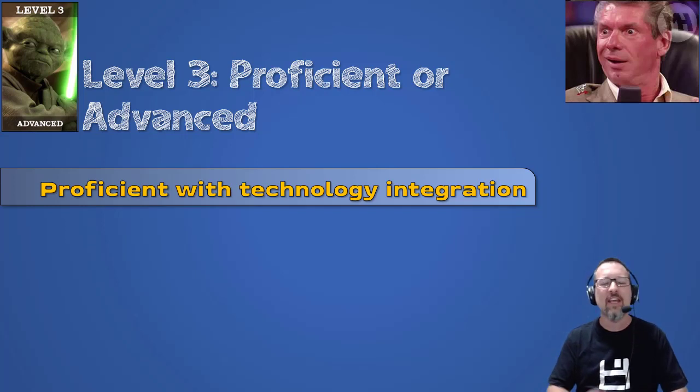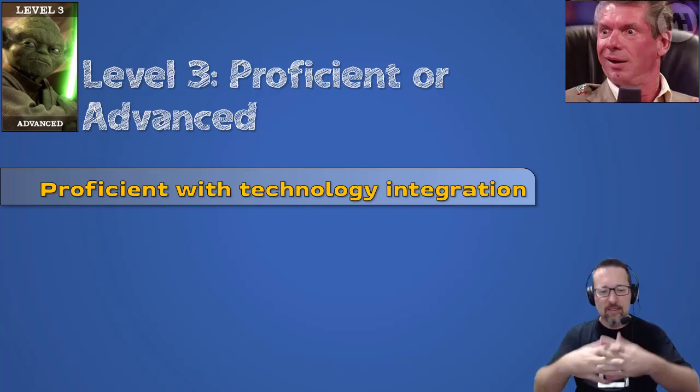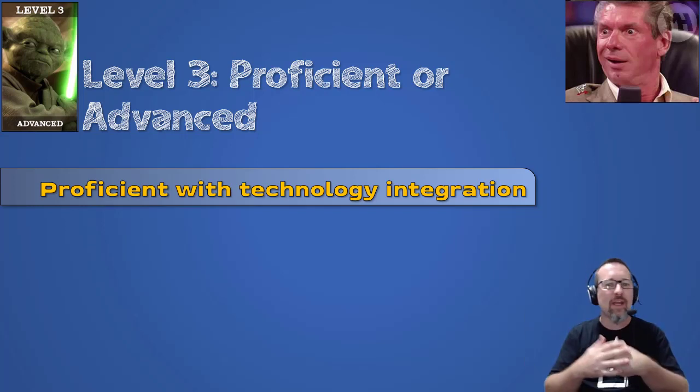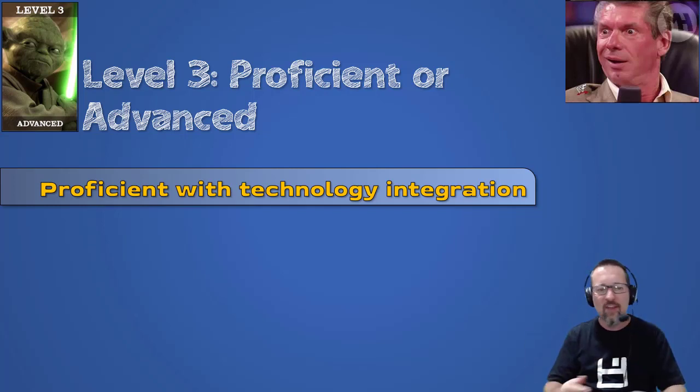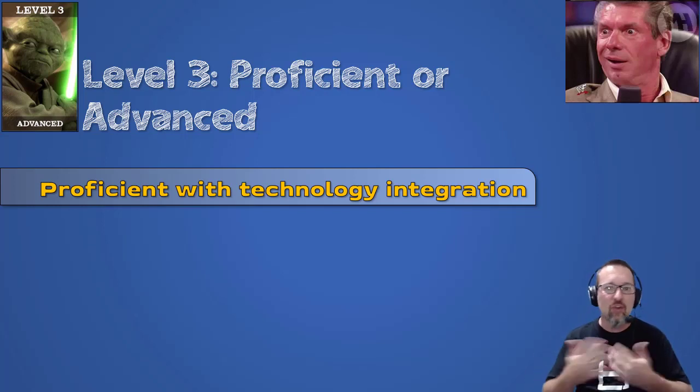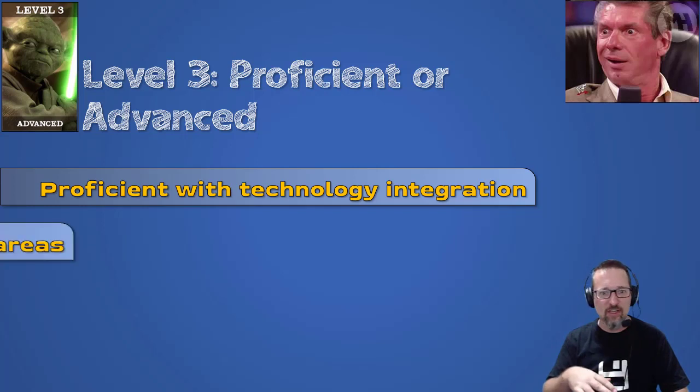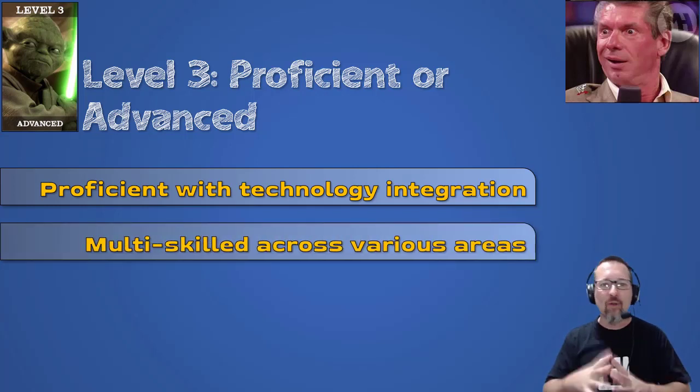It means that you can take technology and integrate it into your teaching, into the way you disseminate information, the way you work with your students, the way you work as an individual professionally. You're able to put in technology into everything that you do, and you're quite competent with it. You're very happy doing it. There's no challenge there whatsoever. You are multi-skilled across various areas, and I'm going to talk about areas in a minute or two. You'll see what I mean when I talk about areas.